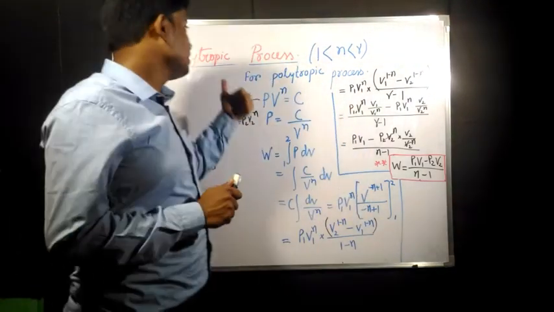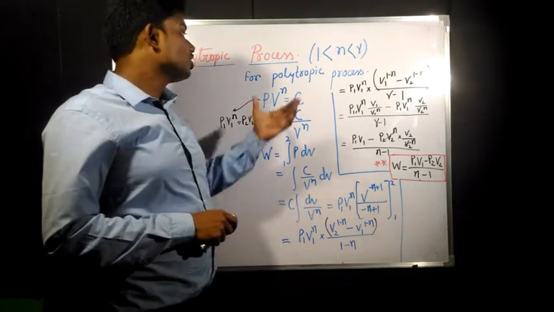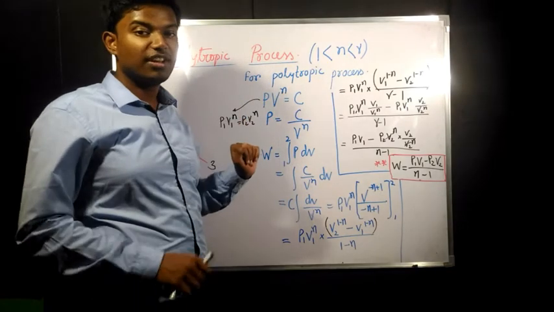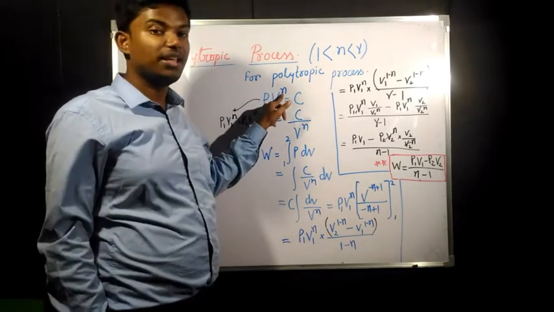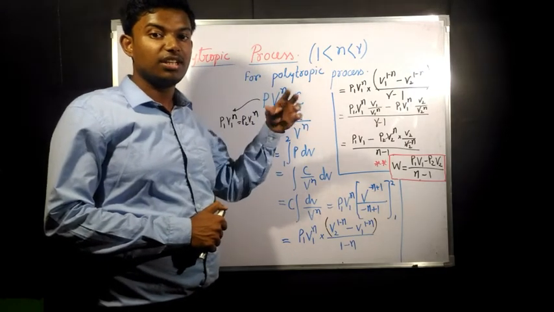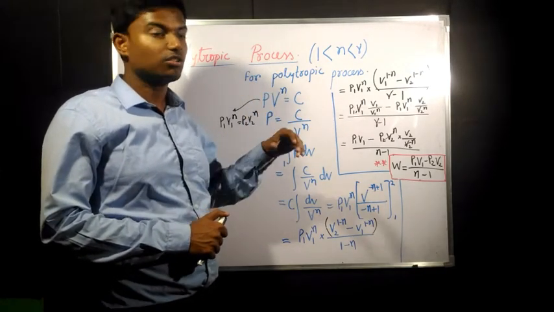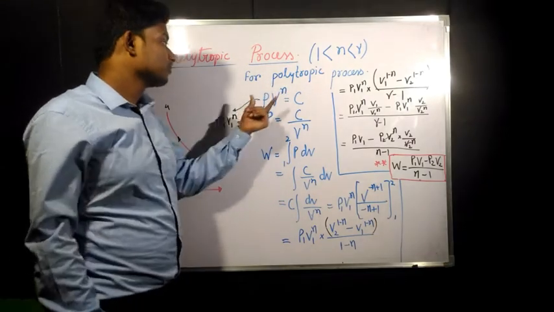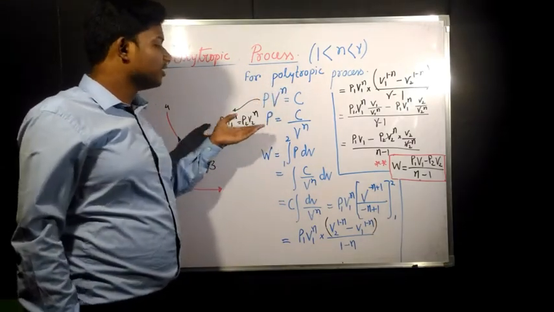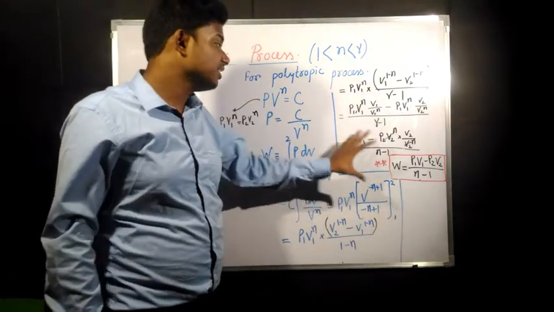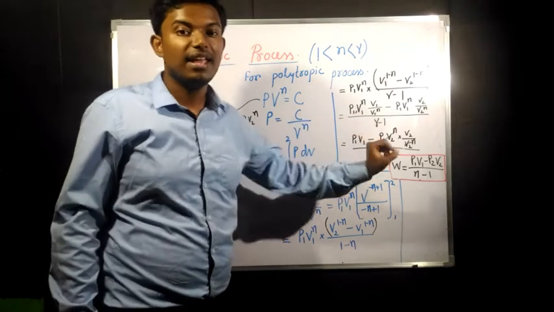The next thing would be the polytropic process. The polytropic process would be exactly the same as the adiabatic process. The only difference is that in place of gamma there would be n. There, gamma was the adiabatic index, which was the ratio of specific heat at constant pressure to specific heat at constant volume. But here it would be n, which is known as the polytropic index. Every derivation, each and every point would be the same. Only in place of gamma there would be n.